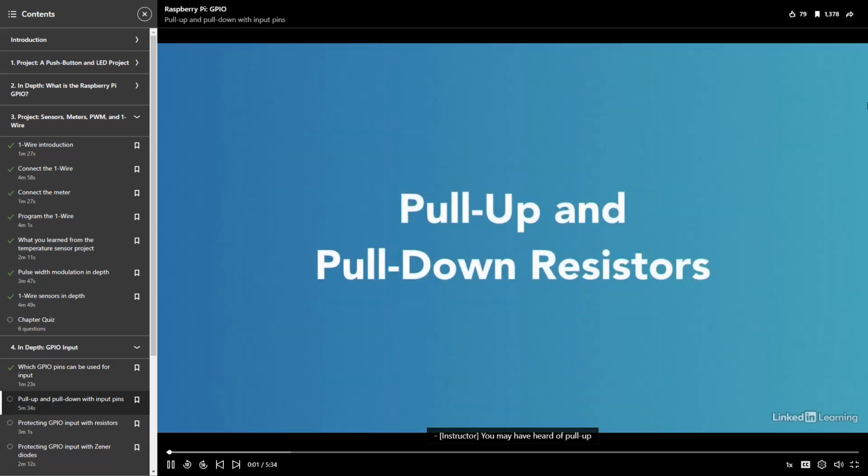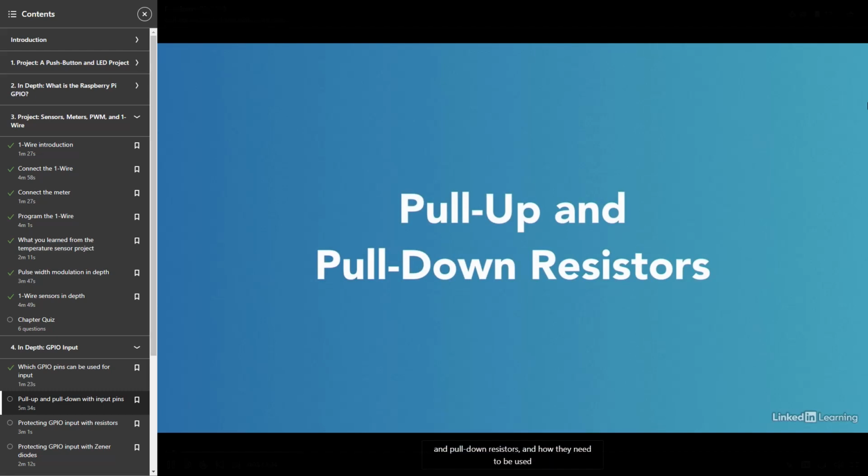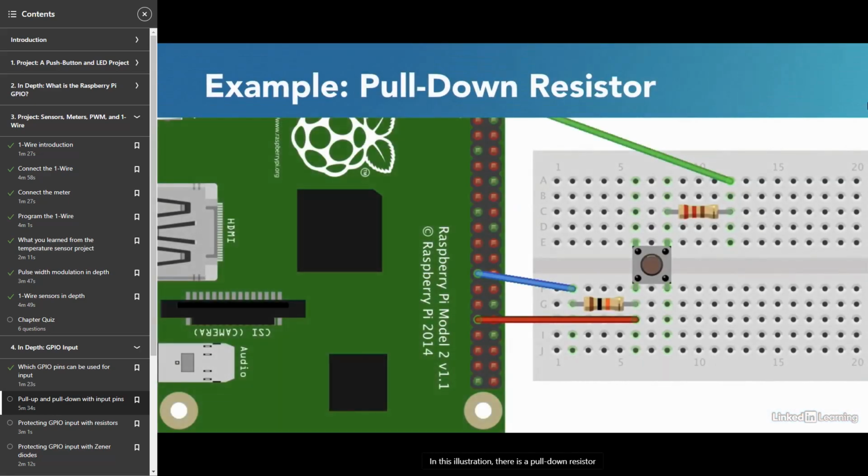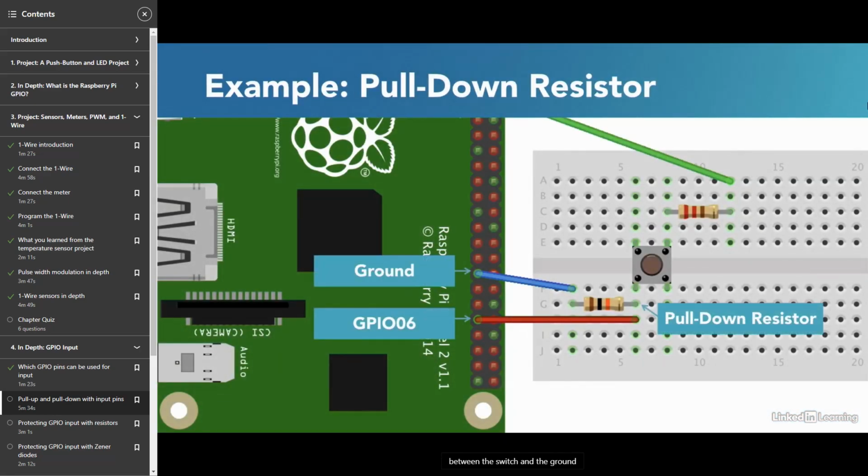You may have heard of pull-up and pull-down resistors and how they need to be used with Raspberry Pi inputs. It's helpful to understand what they are, how to use them, and when to use them. In this illustration, there is a pull-down resistor between the switch and the ground located on the same side of the switch as GPIO 06. We can ignore the second resistor between the switch and a 3.3 volt DC. It's only there to prevent a short circuit.